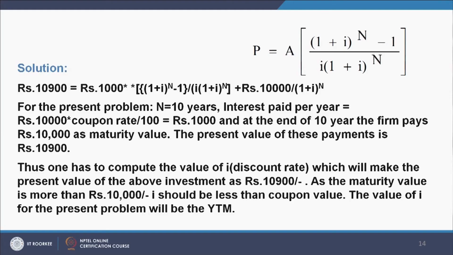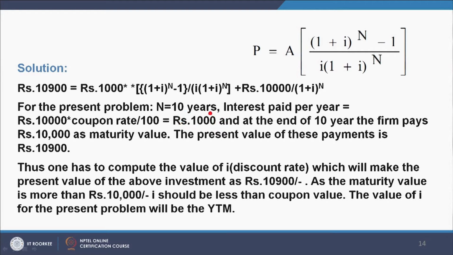Now, let us see the solution of the problem. For the present problem, n is equal to 10 years, interest paid per year is 10,000 into coupon rate by 100, which is equal to 1000, and at the end of 10 years the firm pays 10,000 as maturity value. Now, if you see this, the interest, that is 1000, is paid for 10 years.